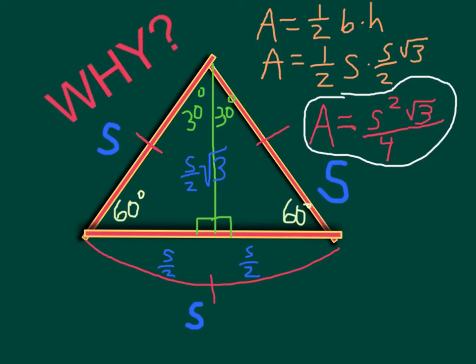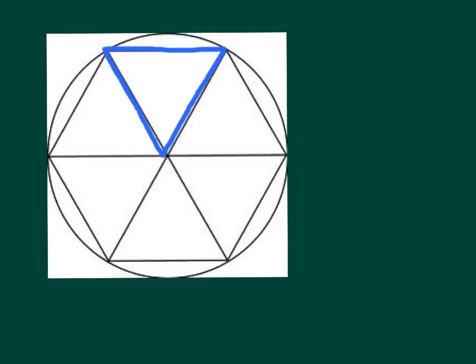The slide itself looks crazy. So let's just go ahead and use this formula and bypass this derivation from now on. What I would want to do is just go ahead and use this formula right here. So how about a regular hexagon? Why does that formula work?